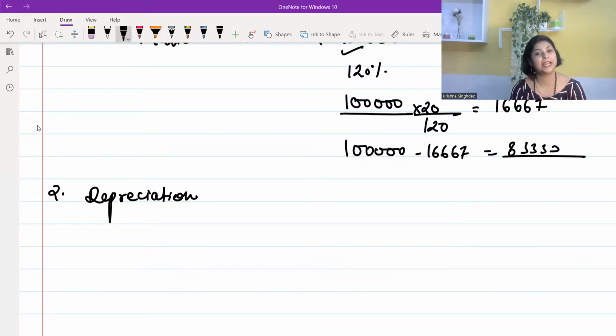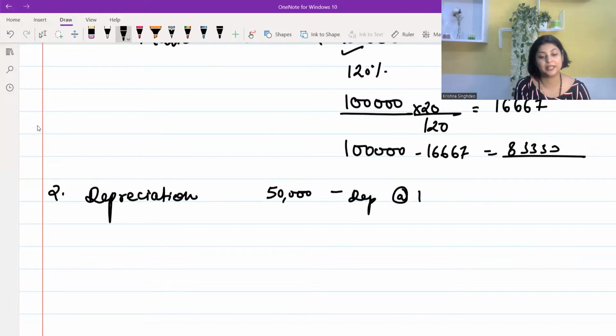So for example, land and building is given. Let's say the question is saying it has to be depreciated by 10%. Simply you will charge depreciation. Let's say the value of land and building is 50,000 rupees, and they say to charge depreciation at the rate of 10% per annum. Then in that case, 5,000 rupees is the amount of depreciation.